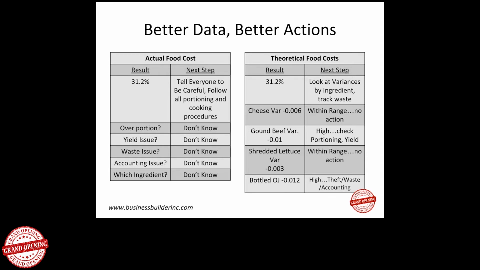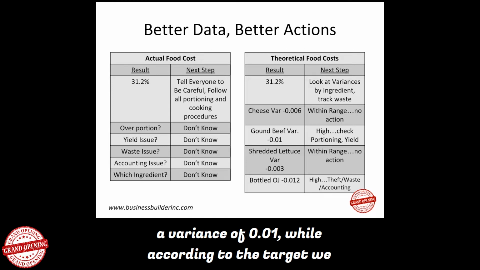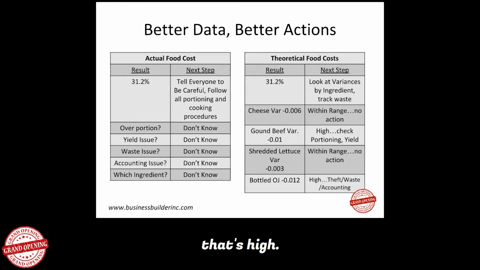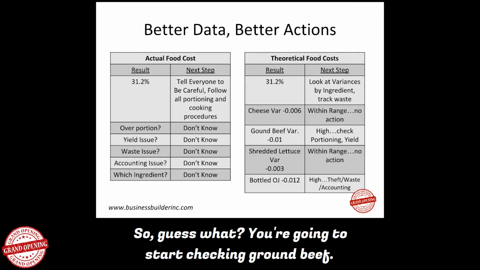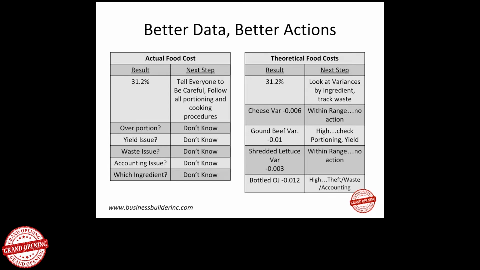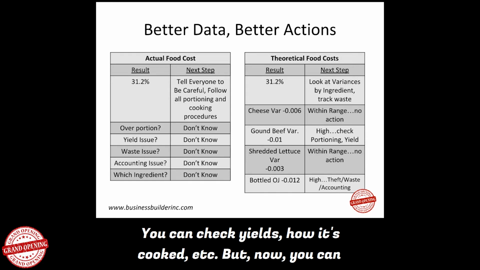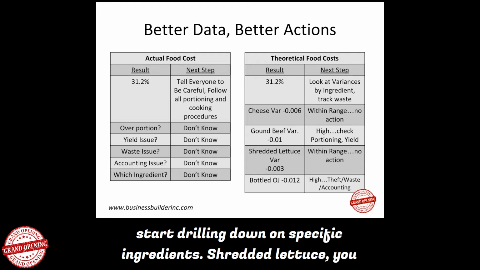Ground beef, a variance of 0.01. Well, according to the target we provided, or you provide your own restaurant, that's high. So guess what? You're going to start checking ground beef. First thing you want to do, obviously, is check portioning. You can check yields, how it's cooked, etc. But now you can start drilling down on specific ingredients.